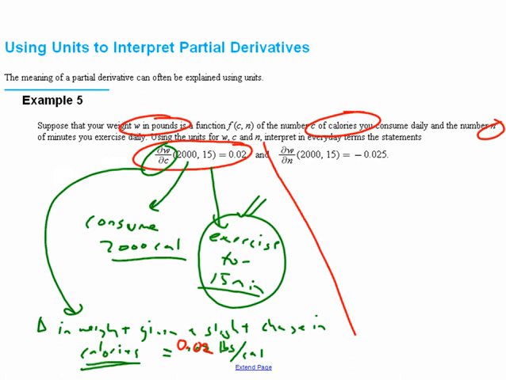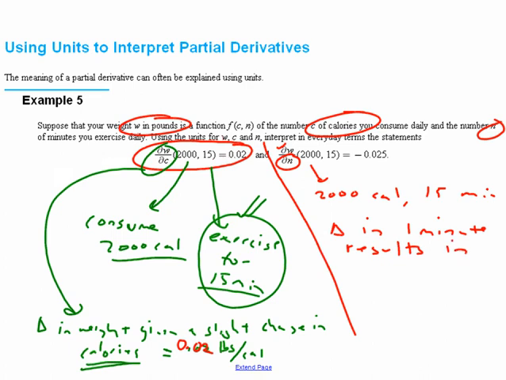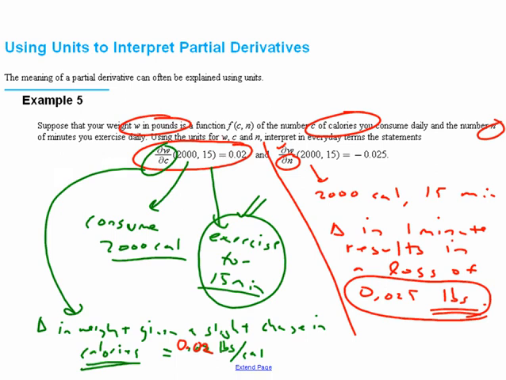Likewise, over here, we've got a partial derivative of weight with respect to number of minutes. So again, I'm getting 2,000 calories and exercising for 15 minutes. And the idea is that a change of 1 minute of exercise will result in a loss of 0.025 pounds. So there's your exercise plan. For every additional minute that you're exercising, you lose some very small amount, but some amount of weight. Okay, partial.